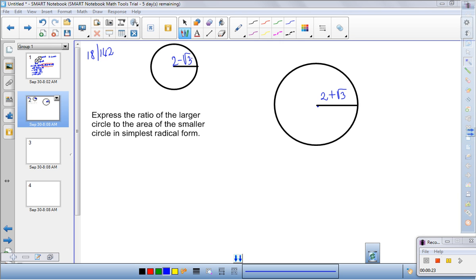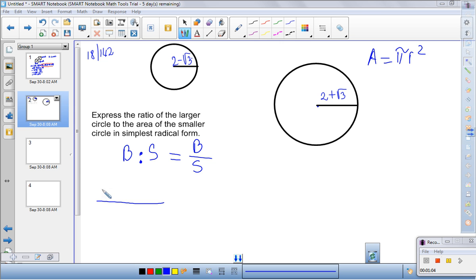And ratio can be expressed as the big circle to the small circle, or can be expressed as a fraction. So the big circle divided by the small circle. Now, the area of a circle is pi r squared. So let's look at the two areas and see how we can express them.